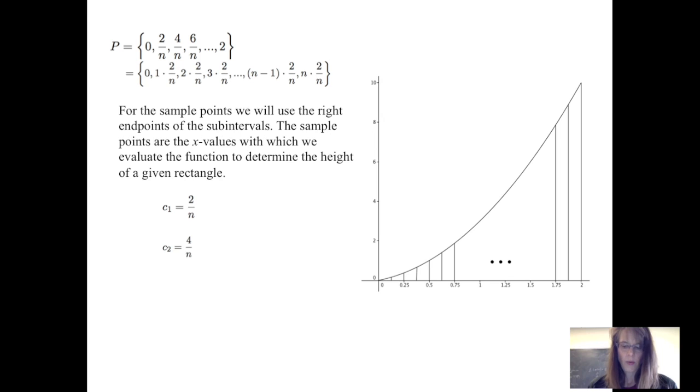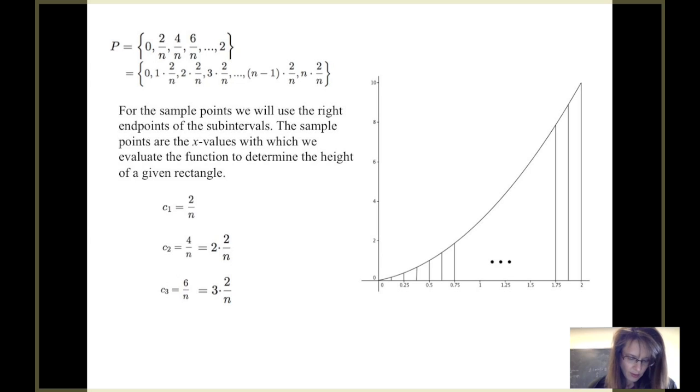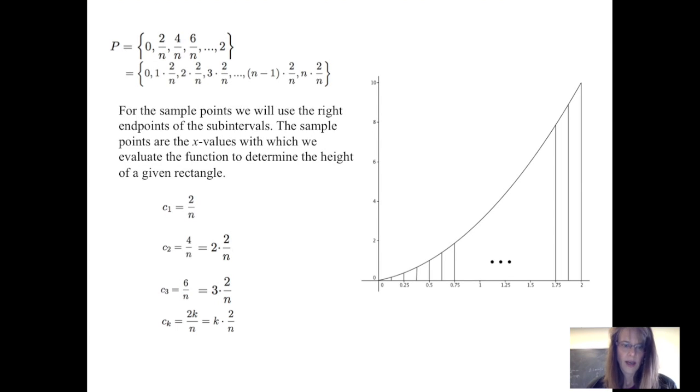So our sample points are 2 over n, 4 over n, which again we can write as 2 times 2 over n, 6 over n, which is 3 times 2 over n. The kth sample point then will be, well, if we see the pattern, when we're on the first one, we're just taking one set of 2 over n. Sample point 2 is 2 times 2 over n. Sample point 3 is 3 times 2 over n. So it makes sense that our kth sample point will be k times 2 over n.